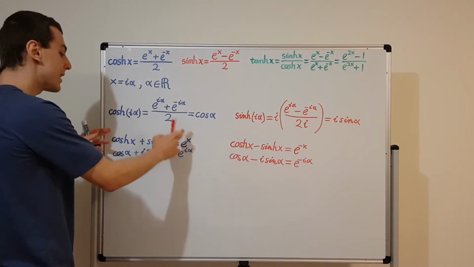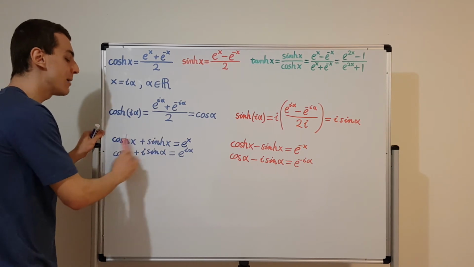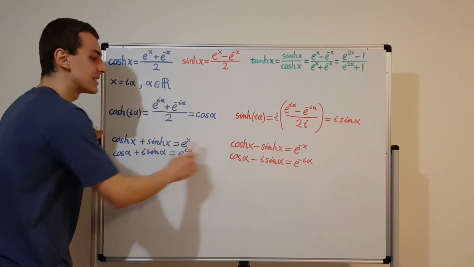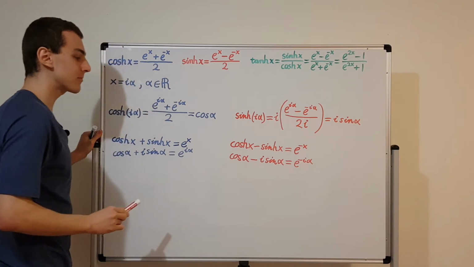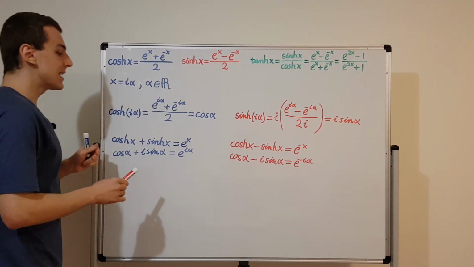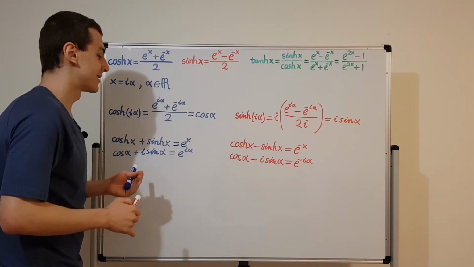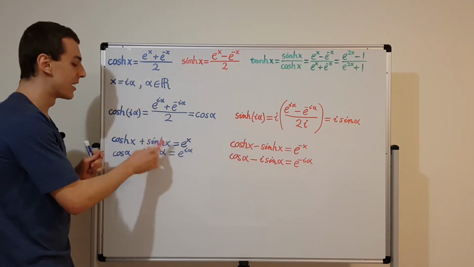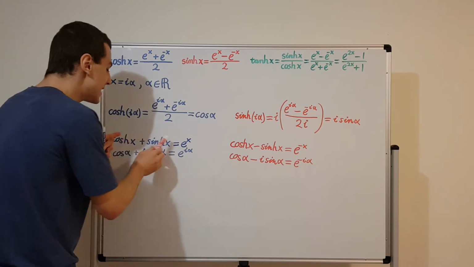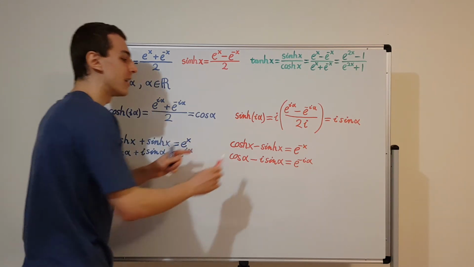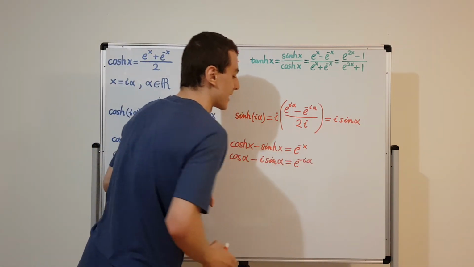And that is analogous to these relationships between hyperbolic functions, when we add and subtract these hyperbolic functions. You can see that these can actually be thought of as the even and odd parts of e to the x. That's what this cosh and sinh relationship is. So if you add these together, you get back e to the x, and if you subtract them, you get e to the minus x.